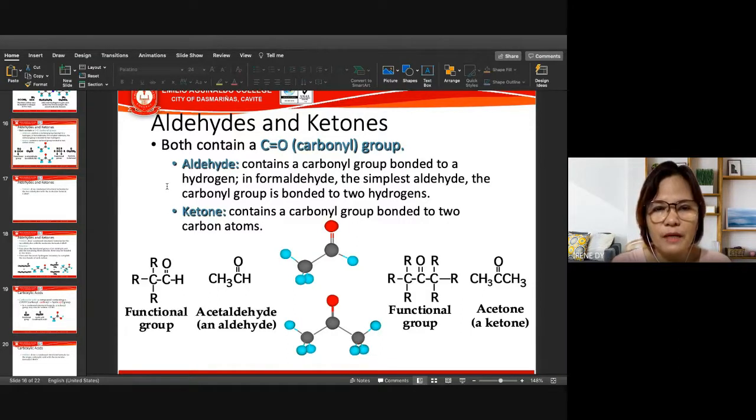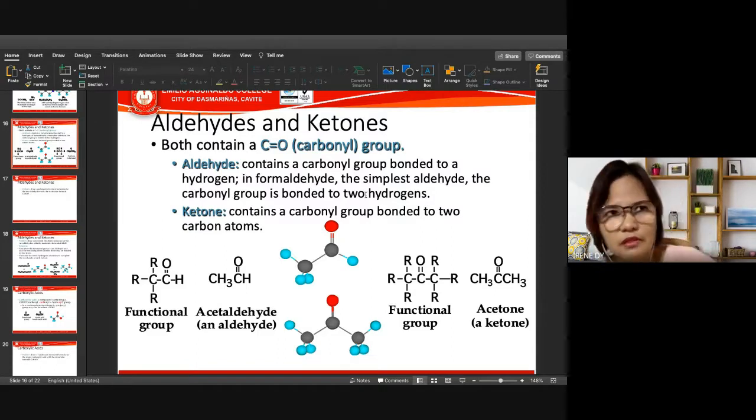And the carbonyl group is bonded to 2 hydrogen. Did you see this? This is the carbonyl group, the functional group. Why 2 hydrogen? There should be only 1 hydrogen, because the other one is carbon. Wait, this is wrong. Let's compare: an aldehyde has the carbonyl group, 1 bonded to hydrogen and 1 bonded to carbon. So this is not correct, class. You cannot bind carbon with 2 hydrogen.